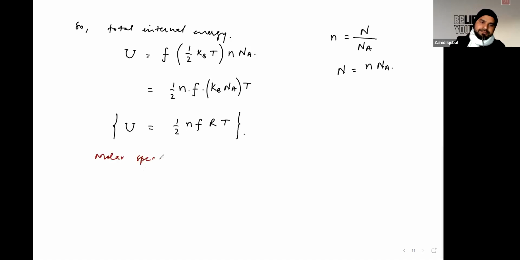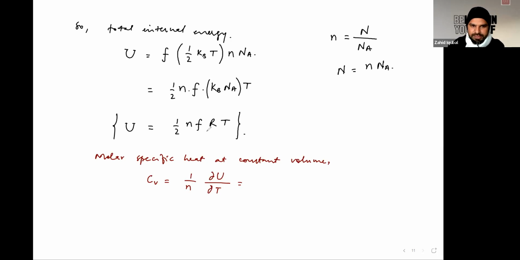So molar specific heat at constant volume. According to the formula, Cv is equal to 1 by n times del U by del T. That is differentiation of this particular function with respect to temperature divided by n. So n and n will cancel out and differentiation of temperature will be 1. So you'll get (1/2) f R.